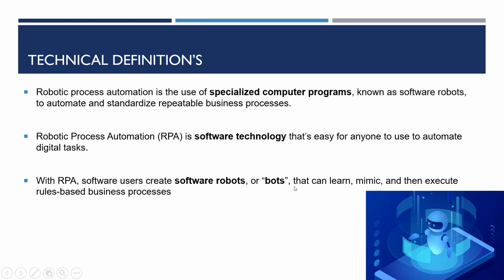And the third technical definition goes this way. These are software robots that can learn, just stress these words, that can learn, copy, and execute the rule-based business processes. So it's not that I need to teach the robot. No, once I deploy it, it will be in a position to learn. It will be in a position to copy. It will be in a position to execute or do the task the same way I do, right? So these are some of the definitions that will add to our visualization.